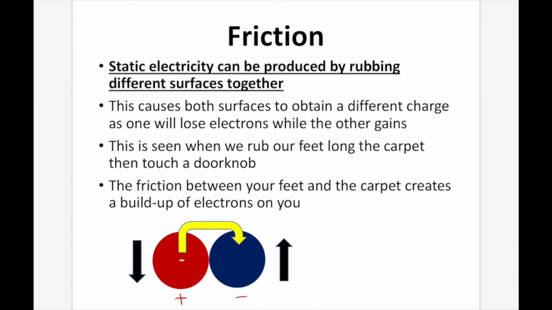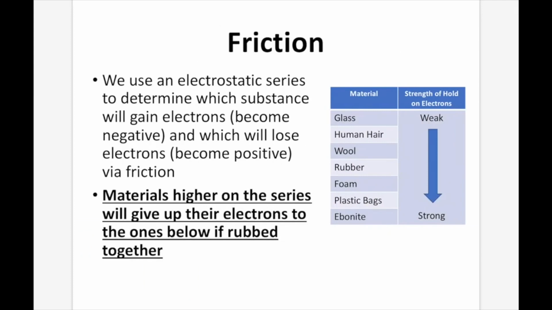This is seen when we rub our feet along the carpet and then touch a doorknob. The friction between your feet and the carpet creates a buildup of electrons on you. We can use an electrostatic series to determine which substance will gain electrons, become negative, and which will lose electrons, become positive, via friction. Materials higher on the series will give up their electrons to the ones below if rubbed together. So if you rub wool and foam together, the electrons will go from the wool to the foam. The foam will become negative, and the wool will become positive.